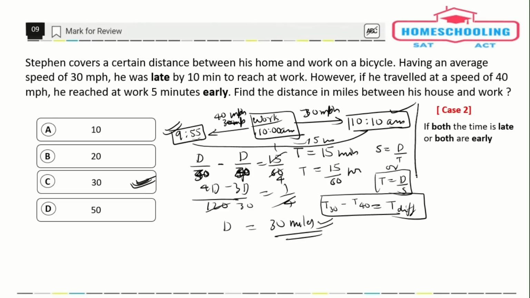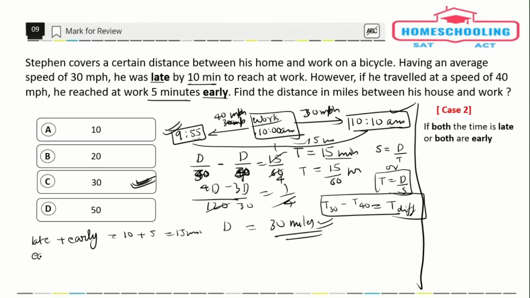So this is one type of question. Here, for one speed he was late, and for the other speed he was early. What we are going to do here is add late plus early. If you're not able to get this concept, just remember this: late plus early, we add both the times. So 10 plus 5 minutes, that is your 15 minutes. So we have found 15 minutes.